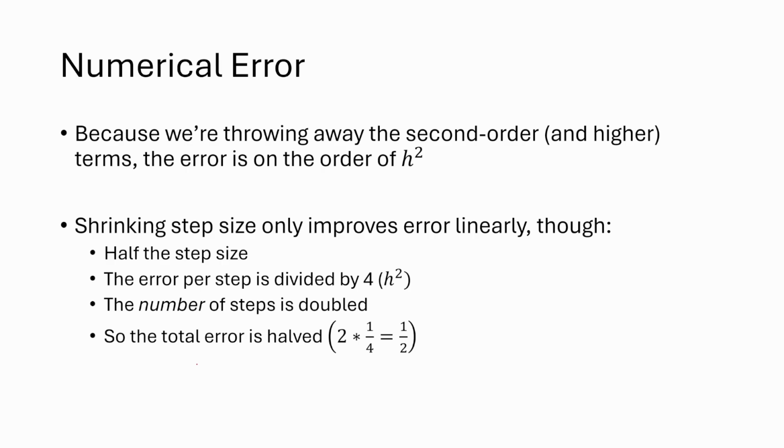And because every step accumulates error, every time you take a step, you're getting a little bit more and more wrong, then even though the error per step is smaller, the increase in the number of steps costs you some of those gains. You still get a linear improvement, but you only get a linear improvement by shrinking the step size.